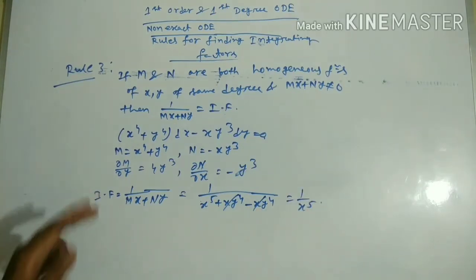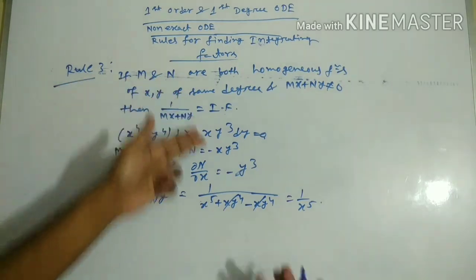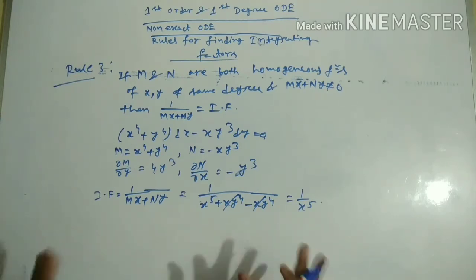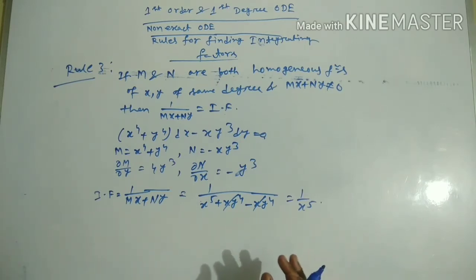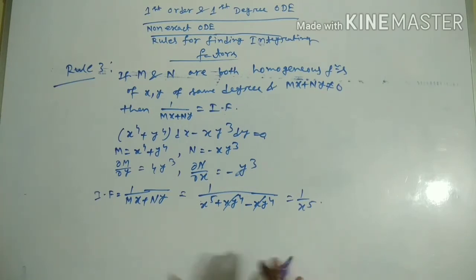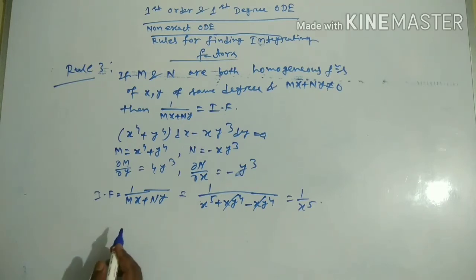In rule number 3 there is no such condition that this function must be of x or y alone. Whatever may be the result, a function of x or a function of y or a function of x and y both, that will be the integrating factor. There is no such condition that the function must be of x alone or y alone. So here this function is a function of x alone, but this is not the condition. So the integrating factor is 1 by x to the power 5.